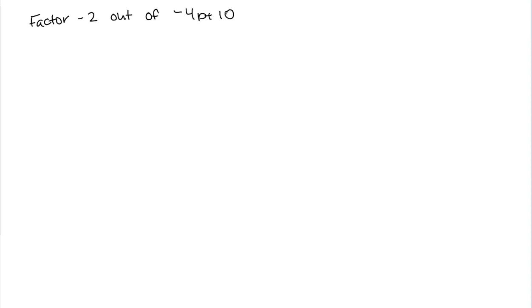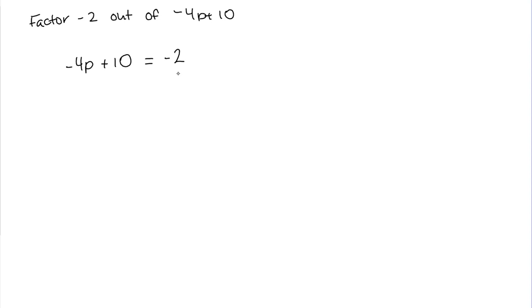Now, this is not unlike doing the rational numbers. We need to write each of these terms as a product of negative 2 and another factor. So I'm just going to rewrite it so that we can see it a little easier. Negative 4p plus 10. Now, we need to rewrite each of these terms as a product of negative 2 and another factor. That means right away we're going to know that we have the negative 2. What times negative 2 is negative 4p?